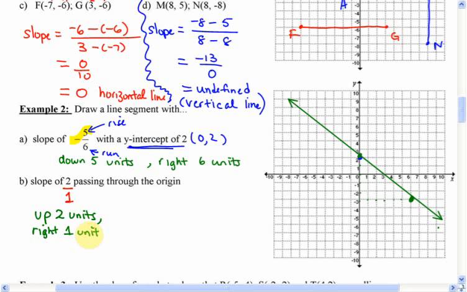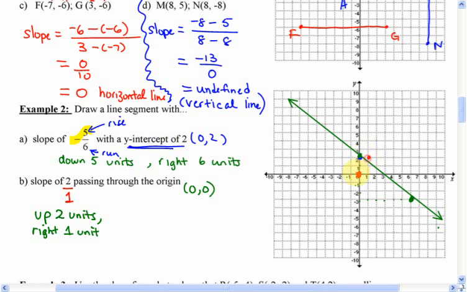Now where do I start from? 0. What's the origin mean? What point represents the origin? 0, 0. Awesome. Okay. So ladies and gentlemen, let's use this information and let's plot the line. Where's my first big dot go? At the origin, 0, 0. And now what I'd like you to do is from that dot, go up 2 units and 1 unit to the right. Up 2, 1 to the right.